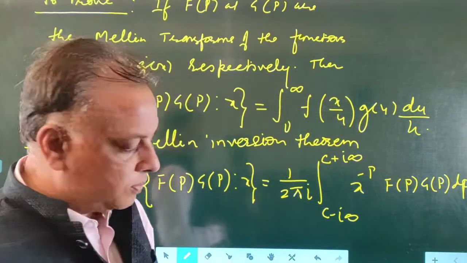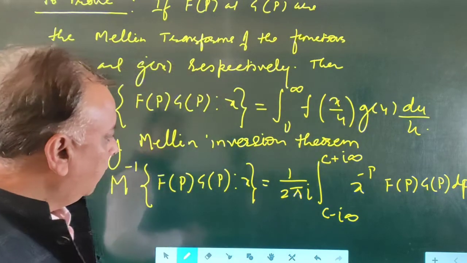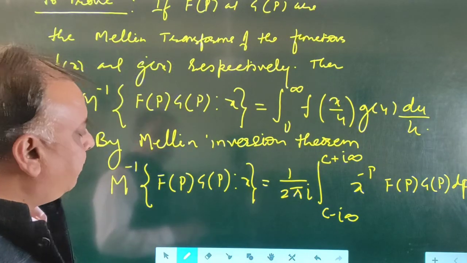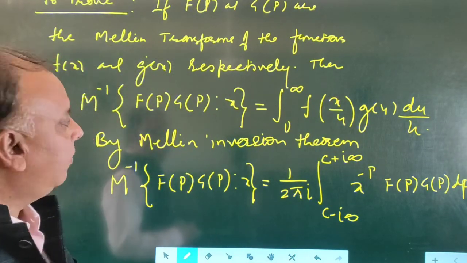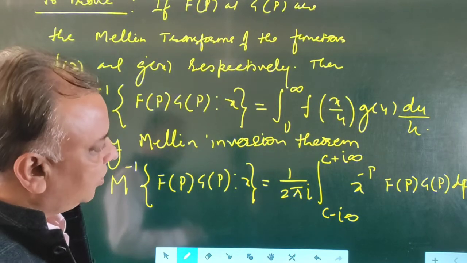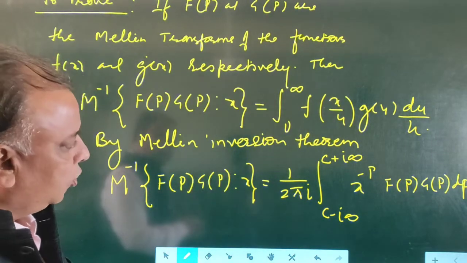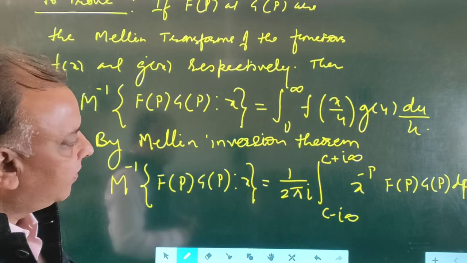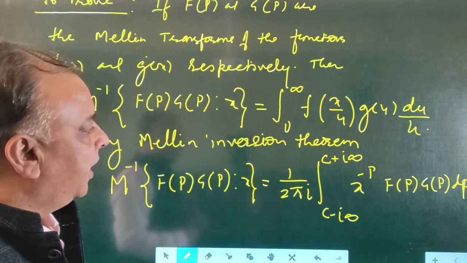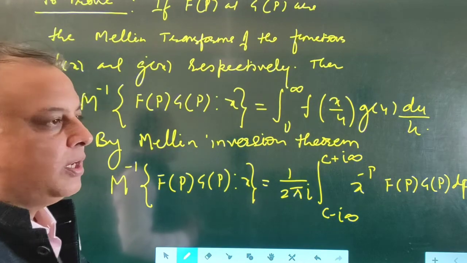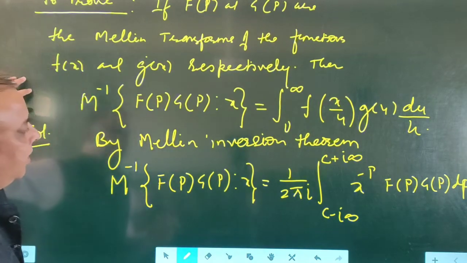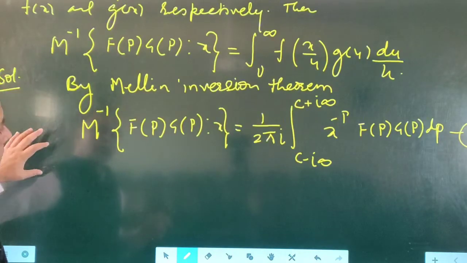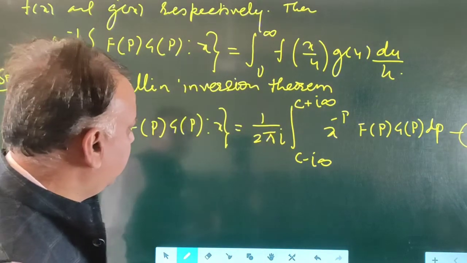The inverse Mellin transform of the function F(p) G(p), by the help of the Mellin inversion theorem, is equal to 1 upon 2 pi i, the integral from c minus i infinity to c plus i infinity of x raised to minus p F(p) G(p) dp. This is the inverse Mellin transform of the function F(p) G(p). Equation 1.